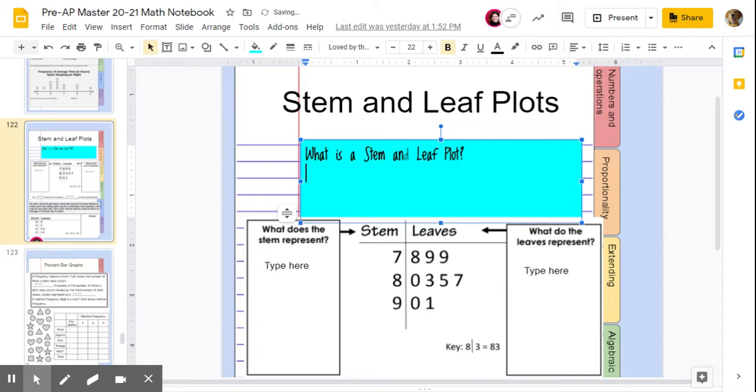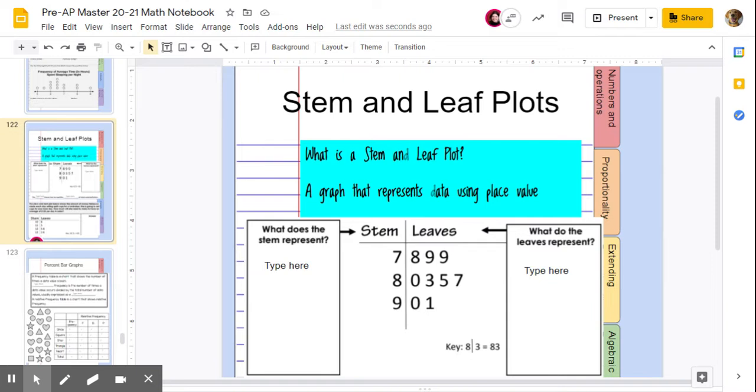Well, a stem and leaf plot is a graph that represents data using place value. Okay, so it's a graph where you represent your data using the place value of your data. That is what a stem and leaf plot is. Okay, so it looks like this down here.